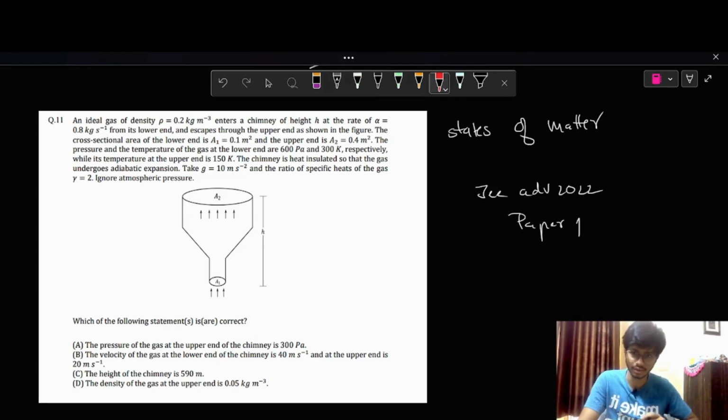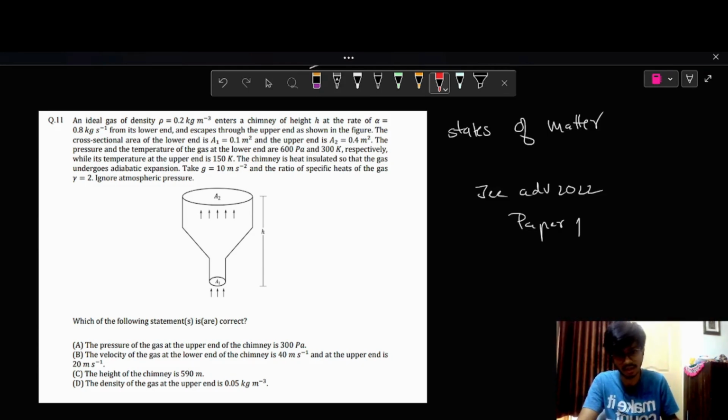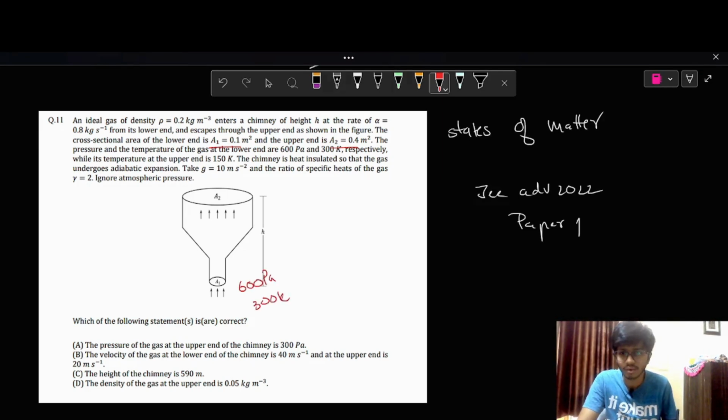An ideal gas of density rho equal to 0.2 kg per meter cube enters a chimney of height h at a rate of alpha equals 0.8 kg per second from its lower end and escapes through the upper end, as shown in the figure. The cross-sectional area of the lower end is this, and the upper end is this. The pressure and the temperature of the gas at the lower end are 600 pascals and 300 Kelvin, while its temperature at the upper end is 150 Kelvin. The chimney is heat insulated so that the gas undergoes adiabatic expansion.